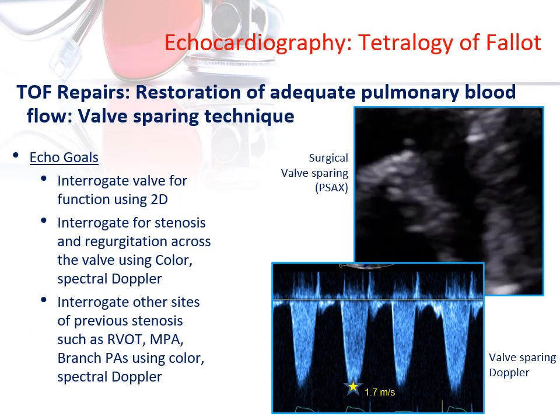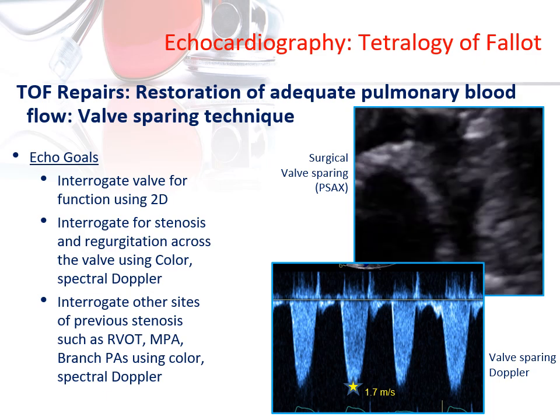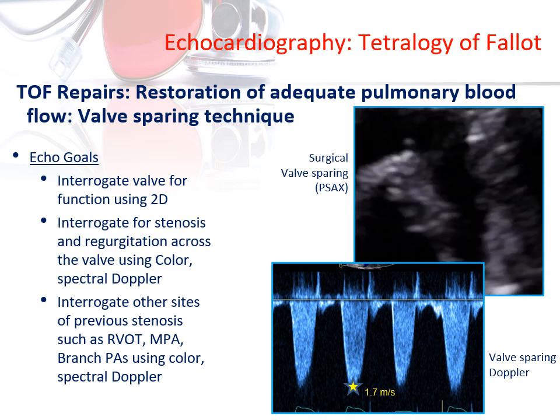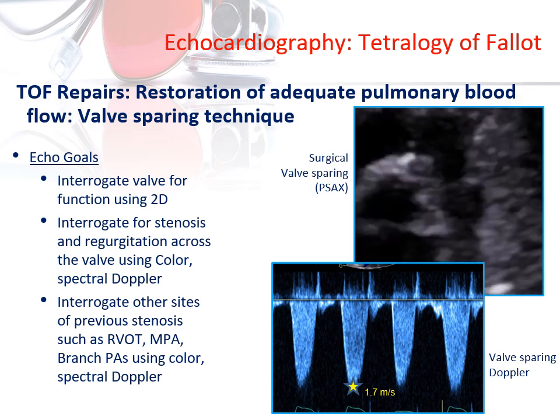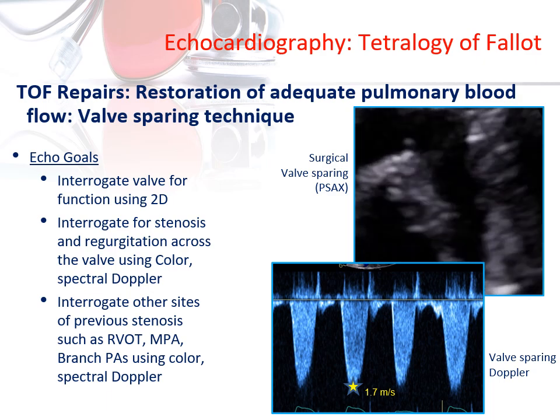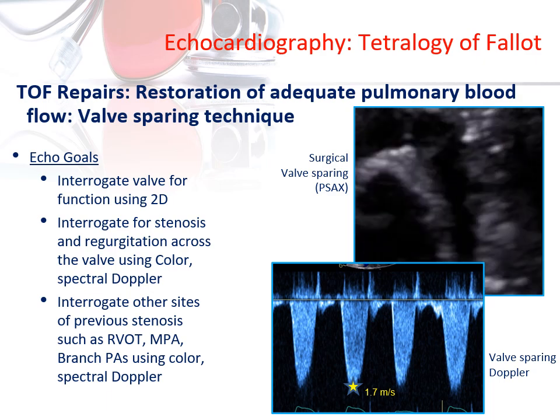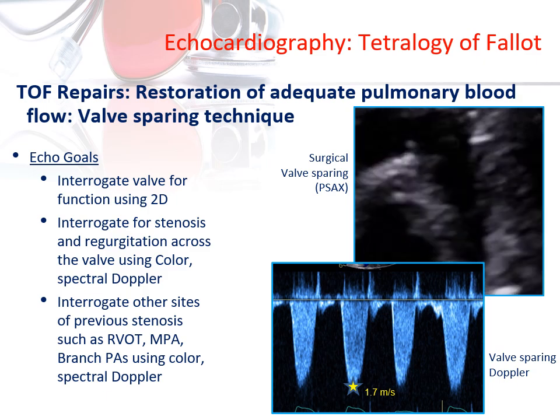What are your echo goals here? So first you want to interrogate the valve for function using 2D, and then you want to interrogate for stenosis and regurgitation across the valve using color and spectral Doppler. You also want to interrogate any other sites of previous stenosis, such as the RVOT, MPA, branch PAs, using color and spectral Doppler.